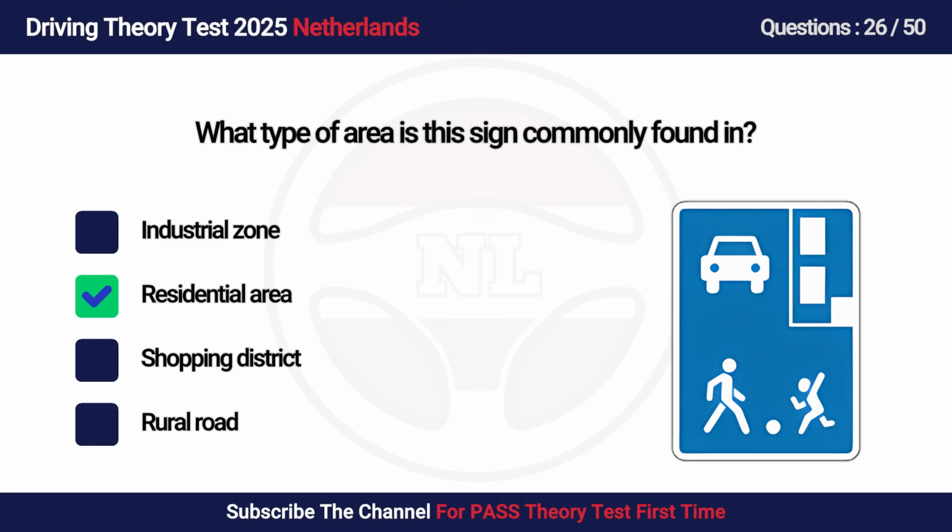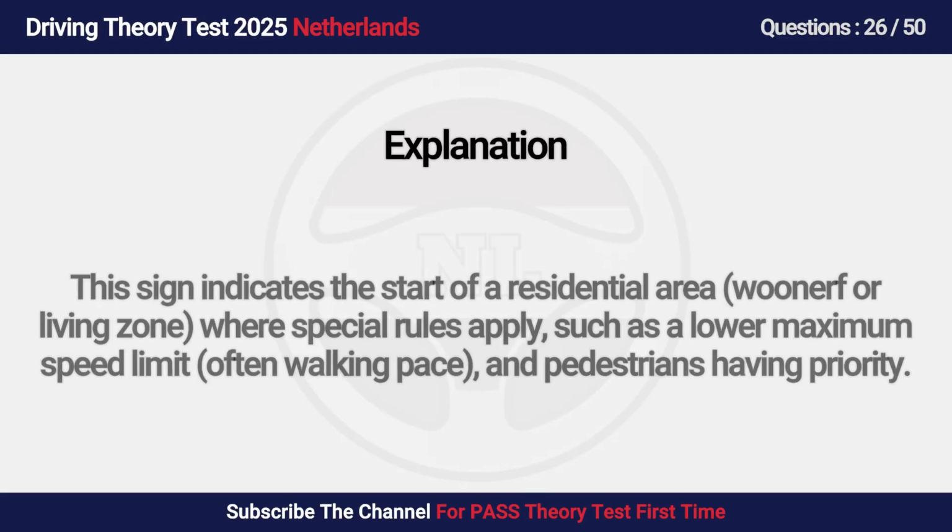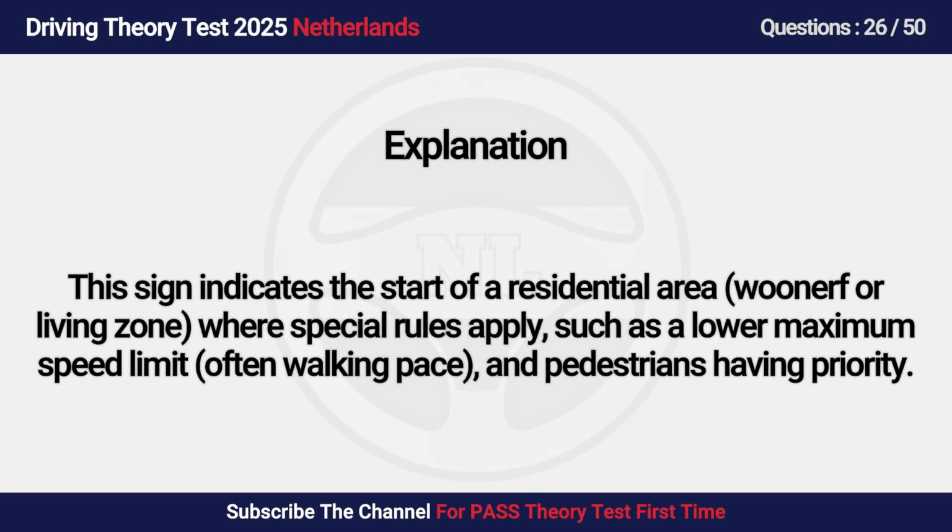Answer is B. Residential area. This sign indicates the start of a residential area (woonerf) or living zone where special rules apply, such as a lower maximum speed limit, often walking pace, and pedestrians having priority.